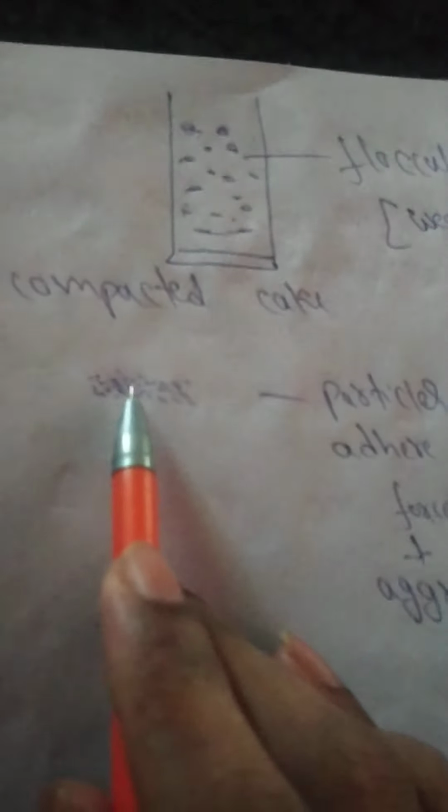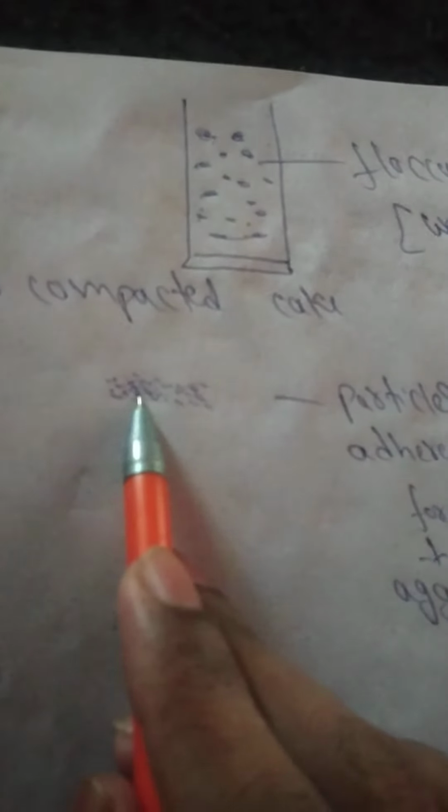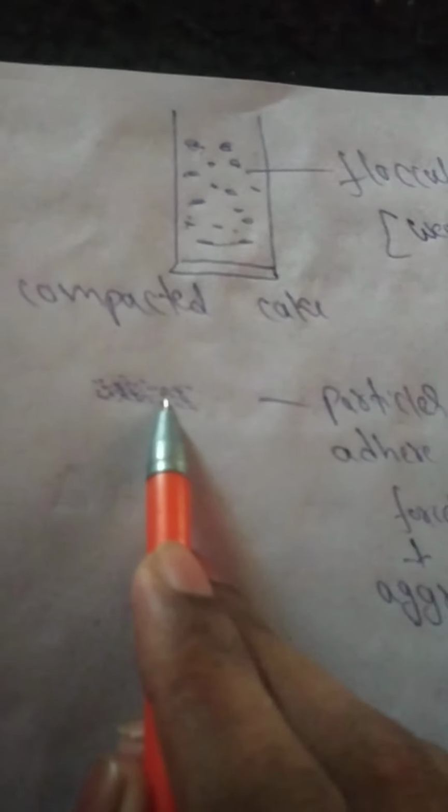In a deflocculated suspension, these particles form loose, fluffy conglomerates. These conglomerates can be formed due to weak van der Waals forces between particles. In case, after some time, a compacted cake can be formed as these particles adhere to each other and form a compacted cake.